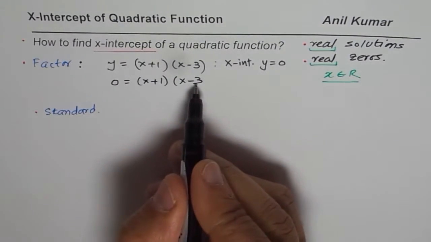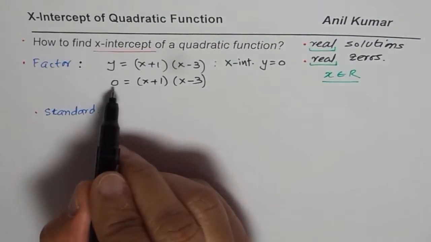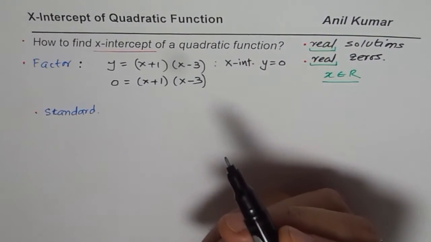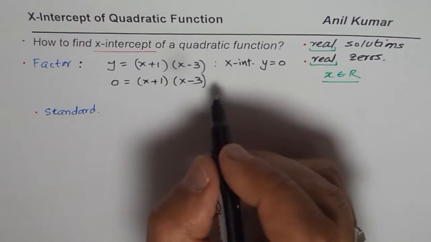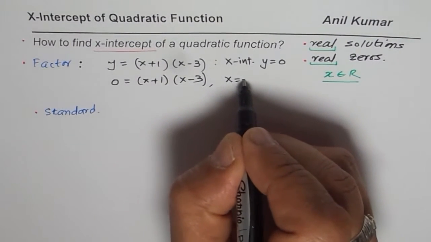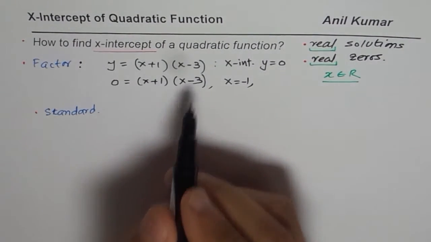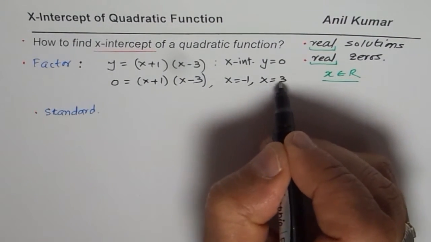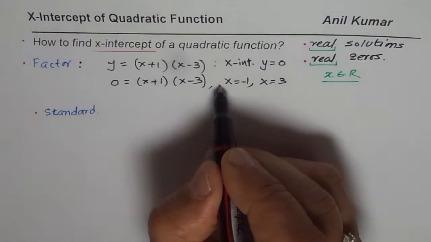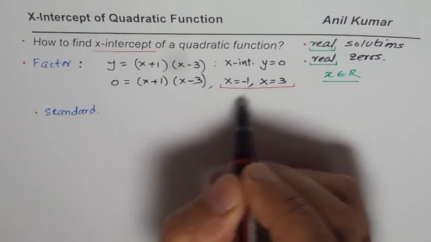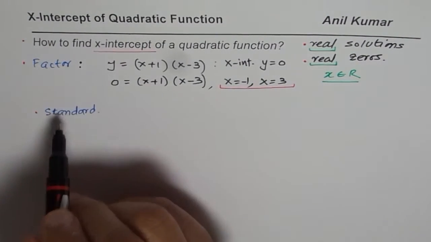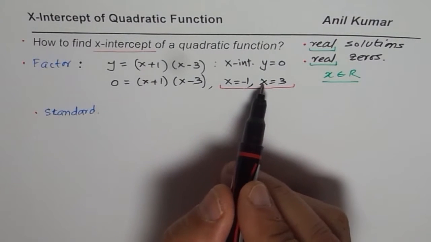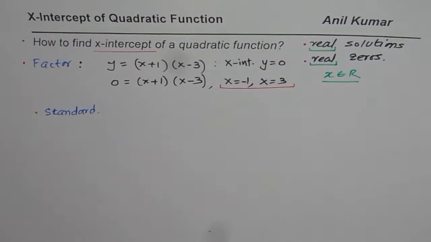Now since it is in factored form, we know we can get 0 if either one of these factors is 0. So if x plus 1 is 0, then the value of x should be what? Well, in that case, x equals minus 1. Well, x minus 3 is 0 at x equals 3. So we have two solutions. One is x equals minus 1 and the other one is x equals 3. And therefore we can say the x-intercepts are at x equals minus 1 and x equals 3, right? So when given in factored form, it's kind of simple, right?